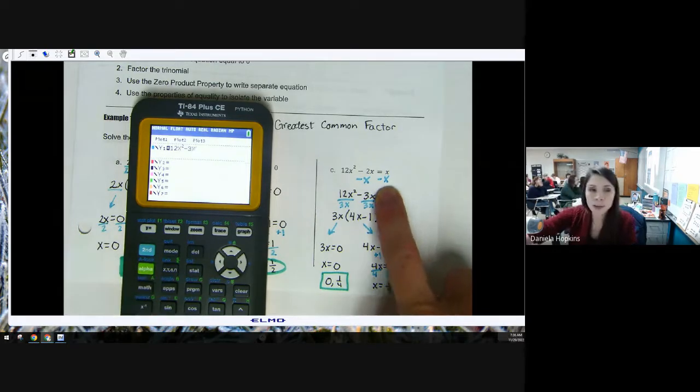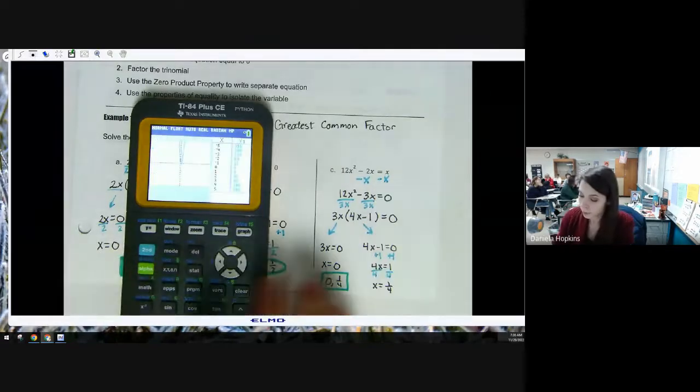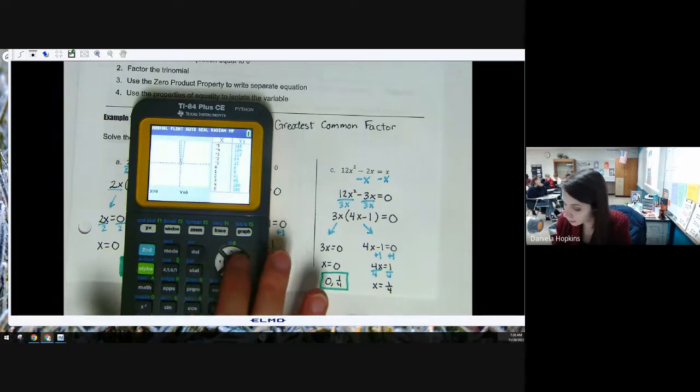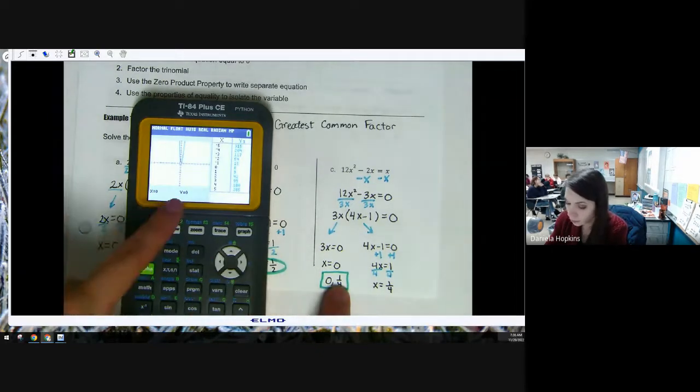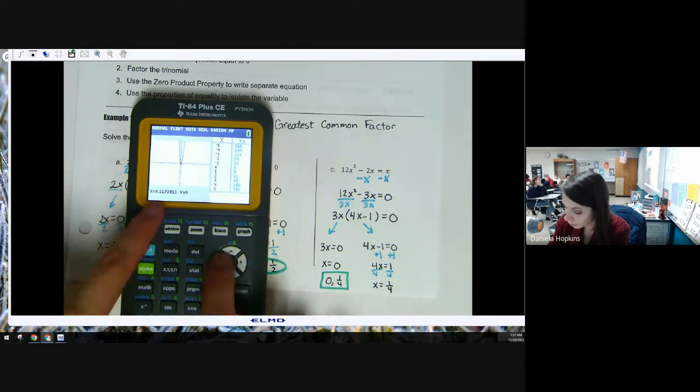And then if I don't hit table, say I've just hit this graph, we remember that that graph shows up, and then it's sort of hard to see, but you can scroll in and see, okay, at 0, our x is 0, at y equals 0. And then when our x is 1/4, about 0.25, it's kind of hard to see, but our y is 0 there as well.